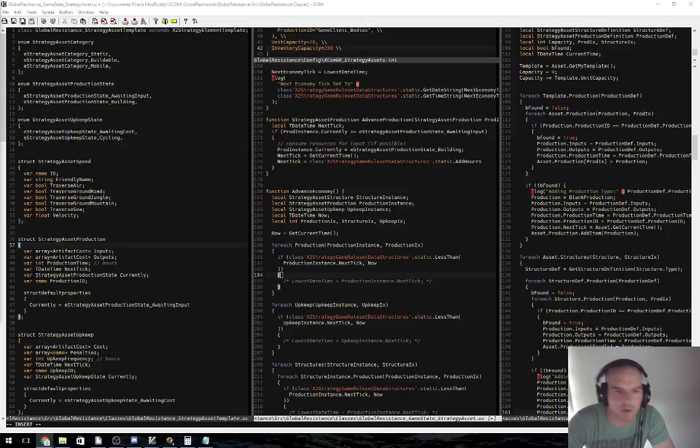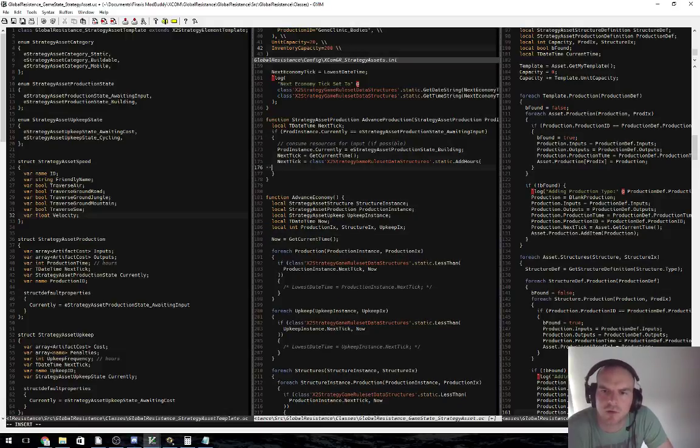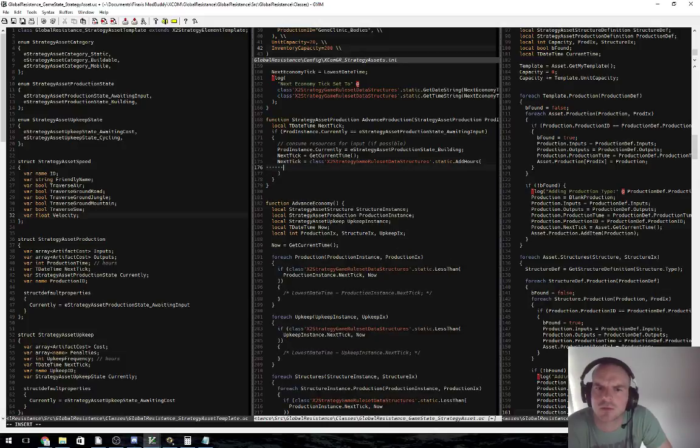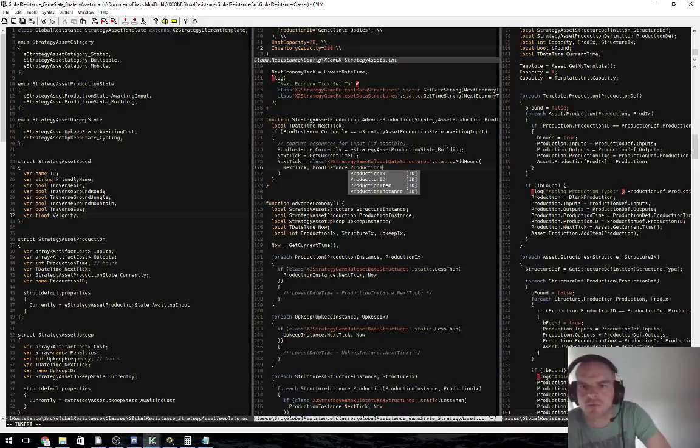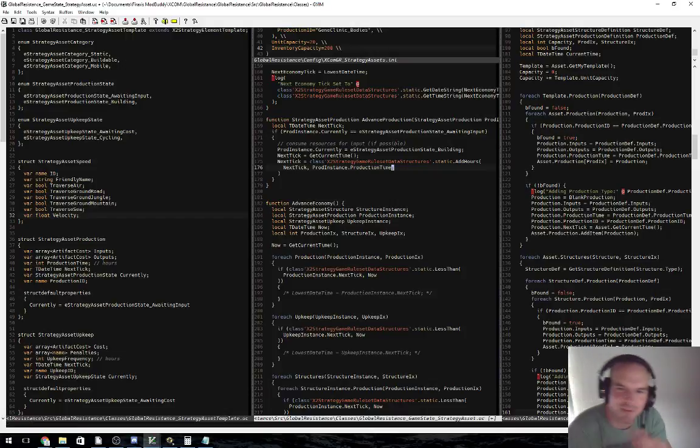Alright, one moment. Okay. So now what we want to do is advance this time. So we add hours. That will be executed against next tick, and then we'll add prod instance dot production time. Oop, item. Wow, that was a really good typo. Right, item. Sorry, time, production time. So that is the next tick.